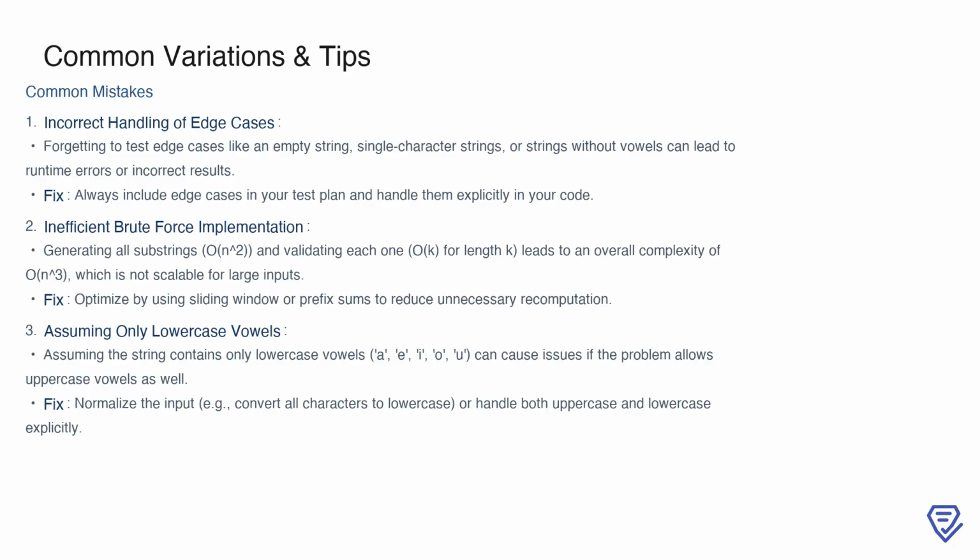Another mistake is implementing an inefficient brute force solution. Generating all possible substrings, which takes O(n squared), and then validating each one, which adds O(k) for length k, results in an overall complexity of O(n cubed). This approach won't scale well for large inputs. Instead, you can use techniques like sliding window or prefix sums to optimize and avoid redundant computations.